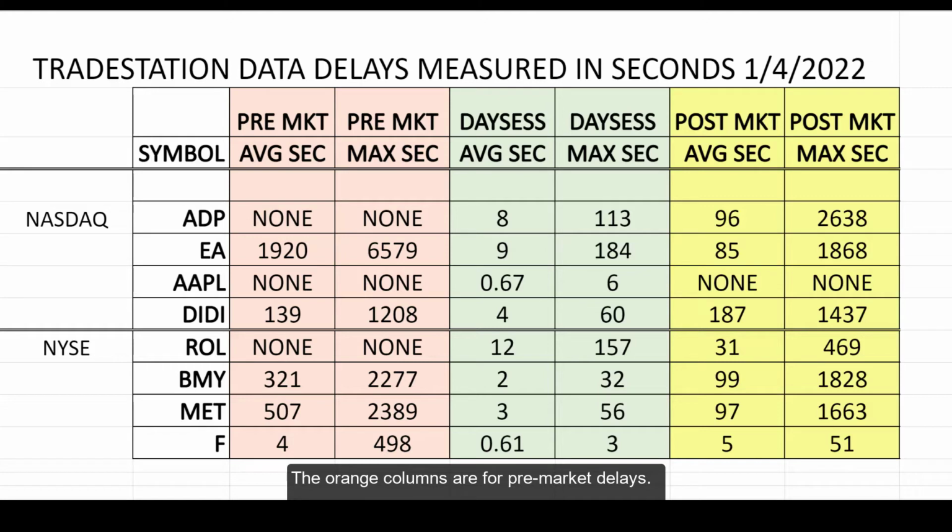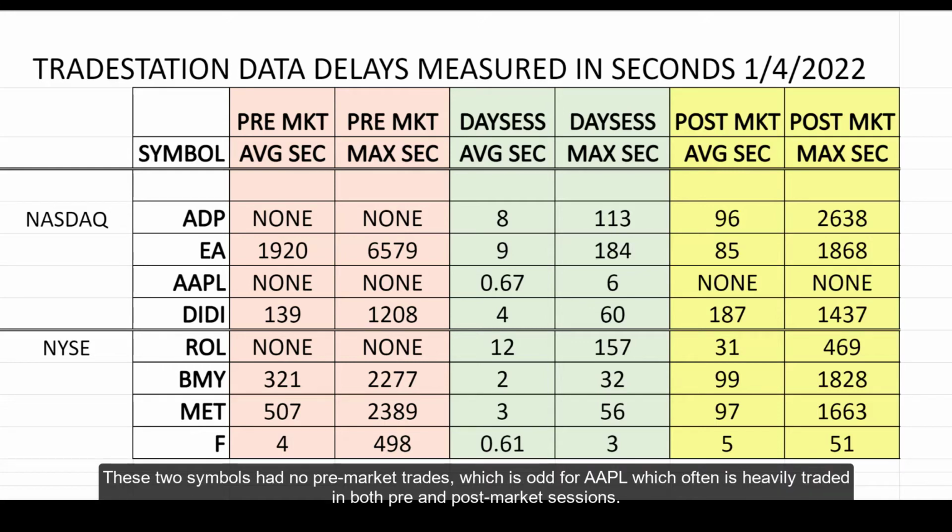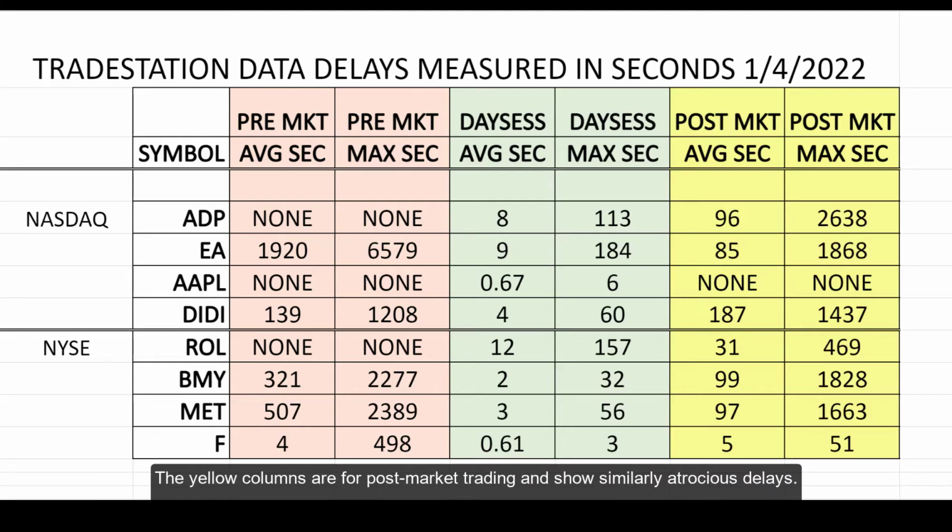The orange columns are for pre-market delays. Ford was the only symbol with a reasonably average delay of 4 seconds. All others are almost incomprehensibly bad except Apple and ROL. Those 2 symbols had no pre-market trades, which is odd for Apple, which is often heavily traded in both pre- and post-market sessions. The yellow columns are for post-market trading and show similarly atrocious delays.